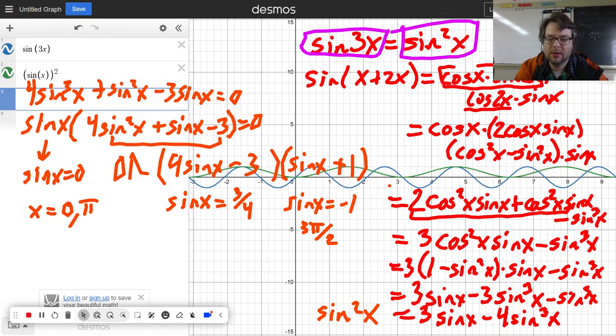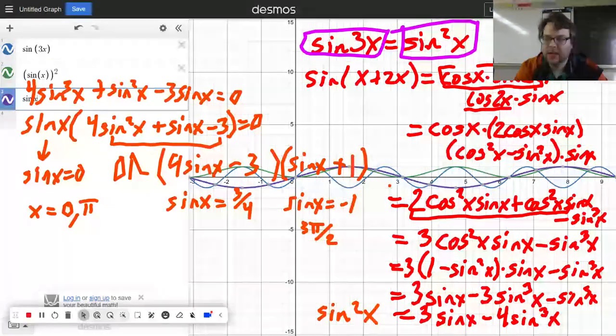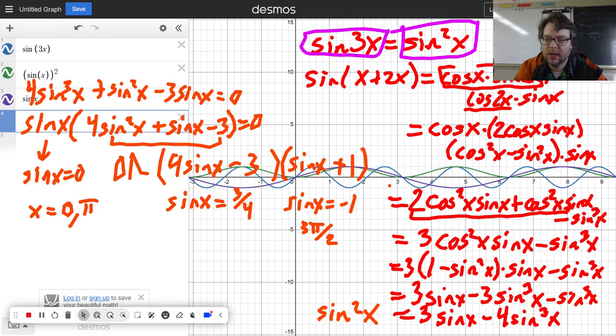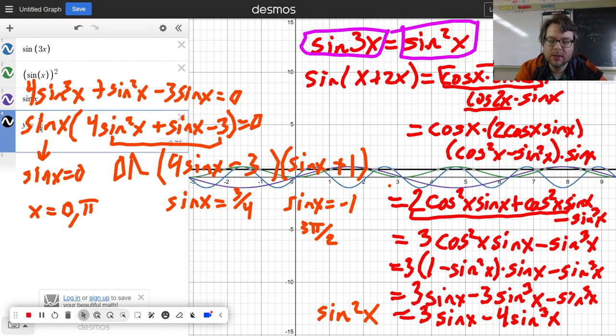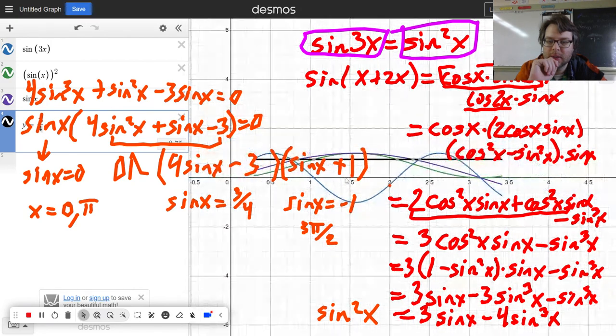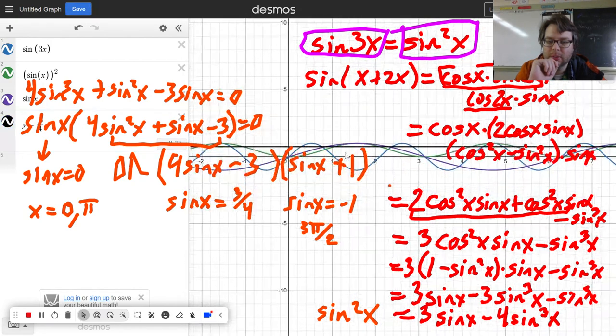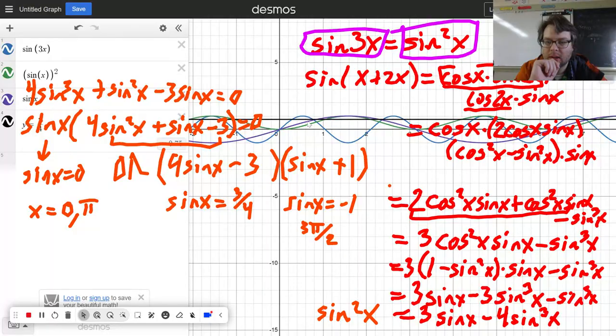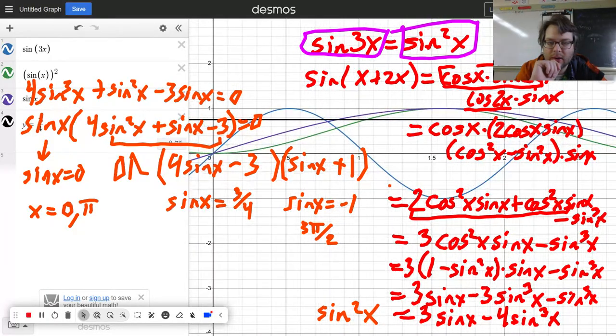Let's try regular sine of x, and let's try y equals 3/4. And then let's zoom in, try to get this in a zone where you can see it. So what I want to know is sine of x equals 3/4 is right here, and that is also where the blue graph intersects with the green graph.